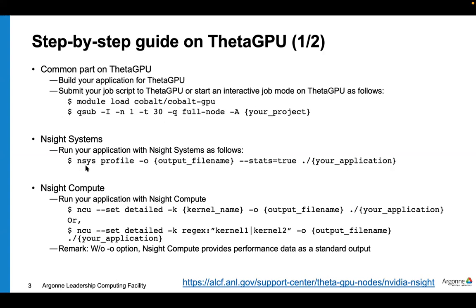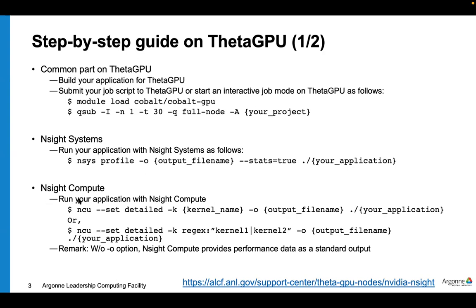nsys is the acronym for Nsight Systems, and then profile and -o, which is the output file name, and then --stats=true, and then your application. Any command line arguments for your application you need to put after this part, right? And then you will get the Nsight Systems output file, and I will talk about how to post-process that result later.